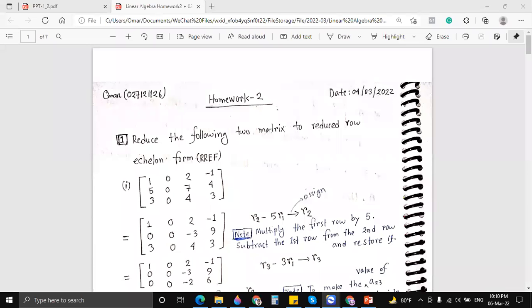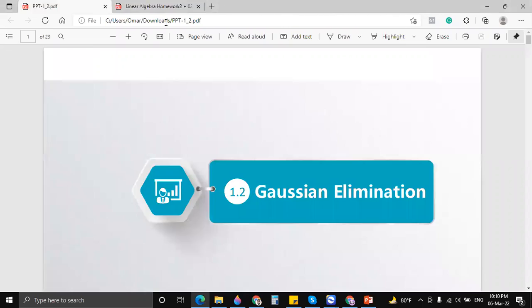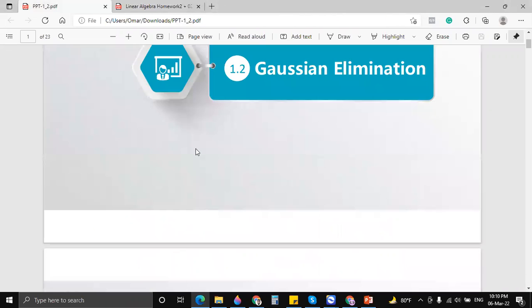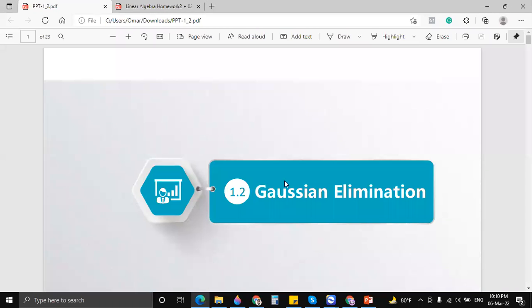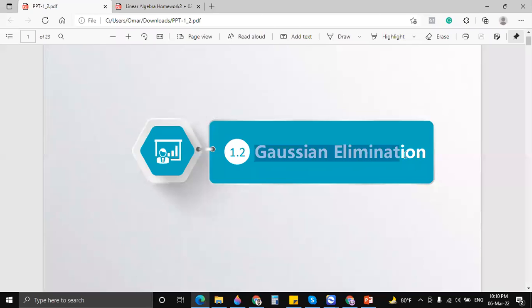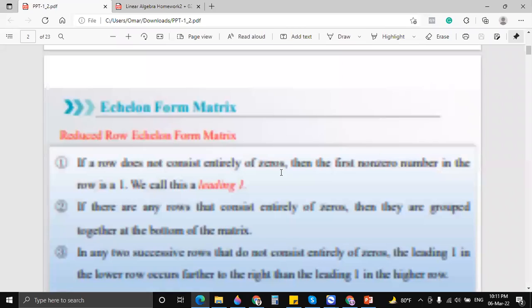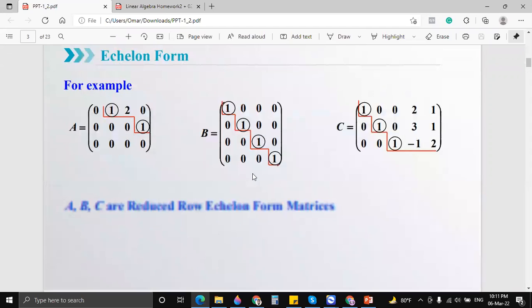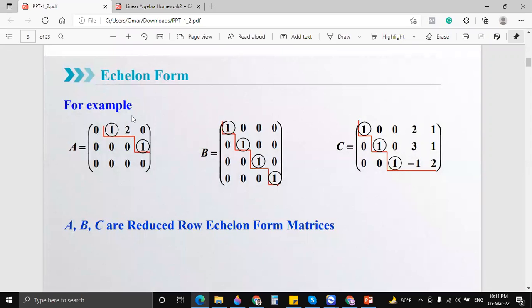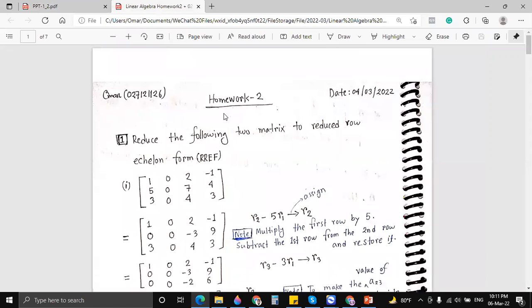So today our topic is homework 2 and also the previous lecture. We are going to learn some ways to solve matrices. This is going to be Gaussian elimination, and maybe we are going to learn how to convert a matrix to RREF, like reduced row echelon form. So let's see the homework first.